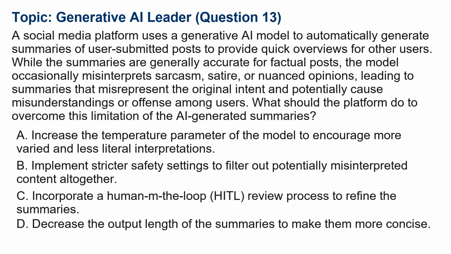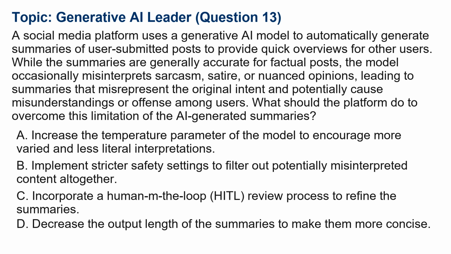A social media platform uses a generative AI model to automatically generate summaries of user-submitted posts to provide quick overviews for other users. While the summaries are generally accurate for factual posts, the model occasionally misinterprets sarcasm, satire, or nuanced opinions, leading to summaries that misrepresent the original intent and potentially cause misunderstandings or offense among users. What should the platform do to overcome this limitation of the AI-generated summaries?